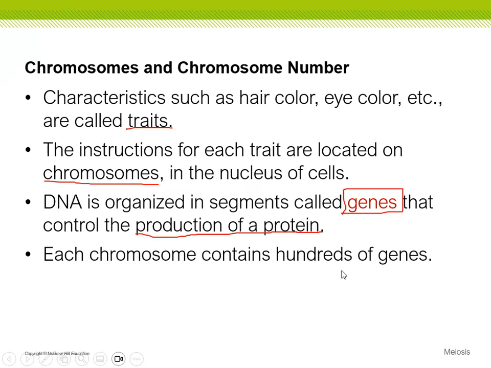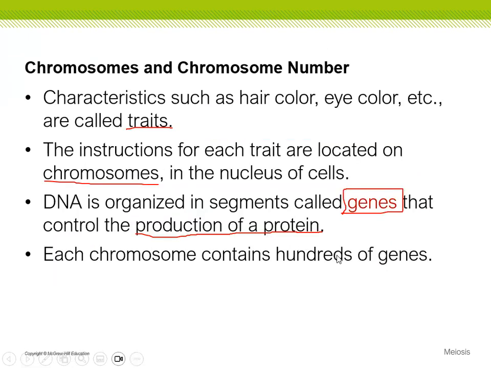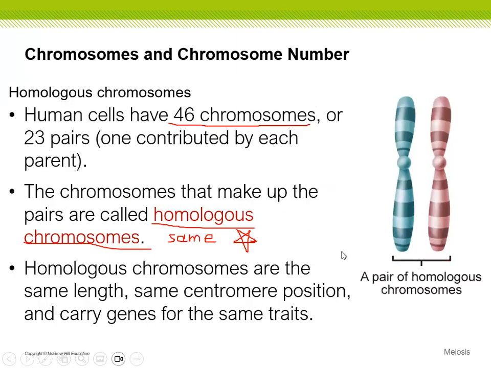So again, we've looked at characteristics. We know that those come from genes: your hair color, your eye color, your height, medical conditions or lack of medical conditions come from DNA and the genes and your chromosomes. There are 46 chromosomes, which make 23 pairs, all of which contain hundreds of genes. So there are tens of thousands of genes that make up you.